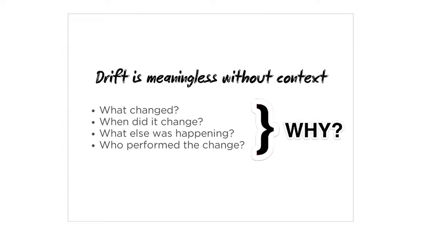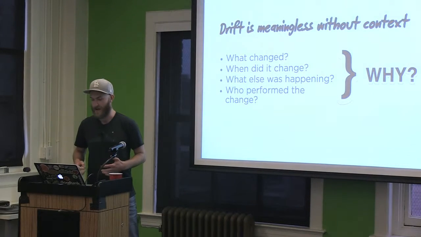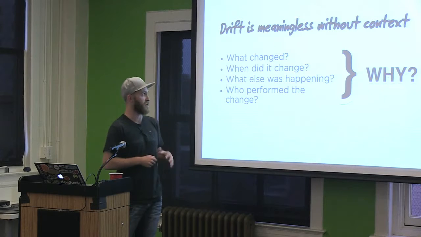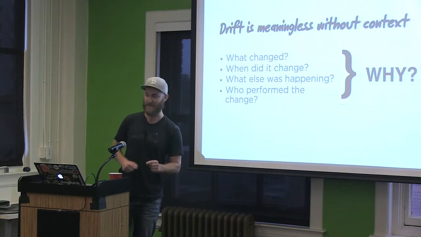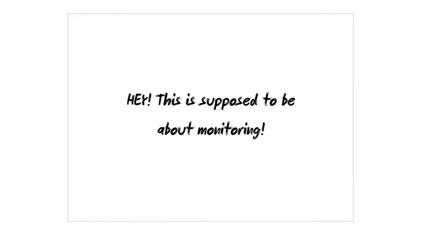Drift is also meaningless without context. This goes back to what we were talking about earlier. If you do a bunch of changes and people know that it's different, but they don't know when you did it, how you did it, who even did it, who done it? You can't really get anything out of it. So computers are really good at telling you what's changed. They're not as good at telling you why, but they can give you a really good idea of who to ask.